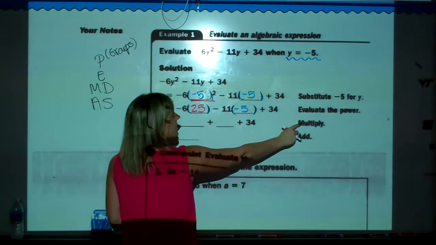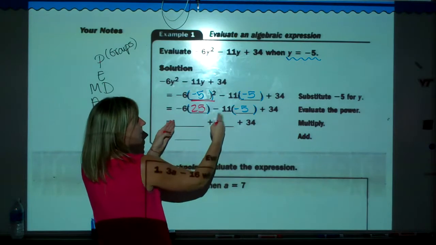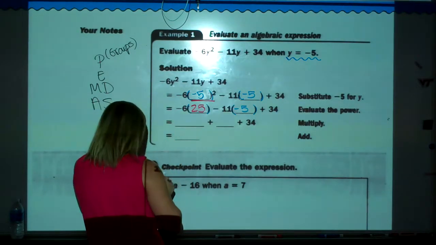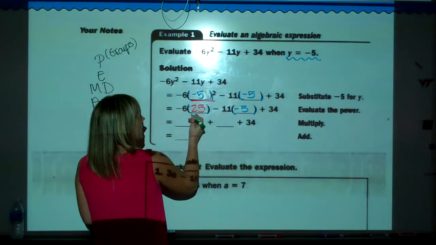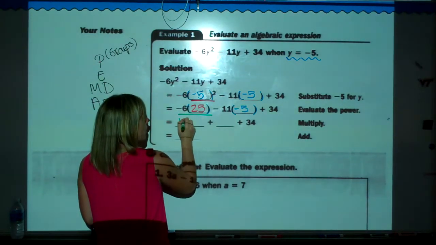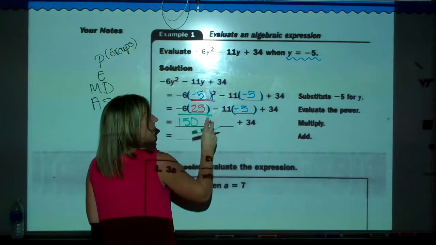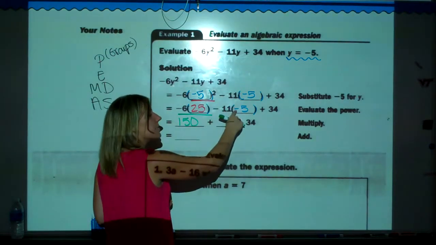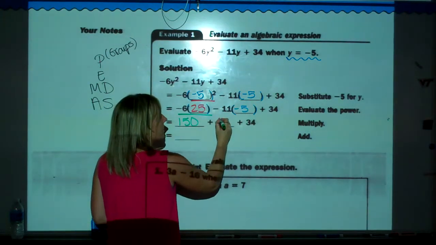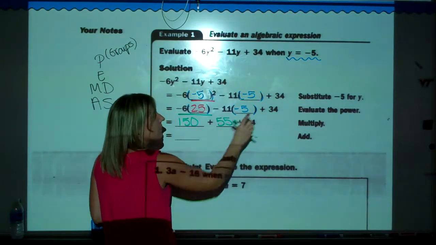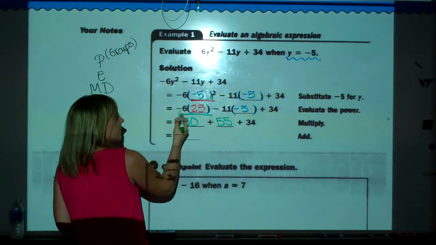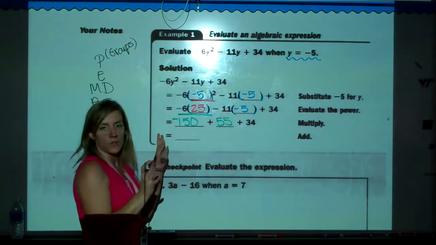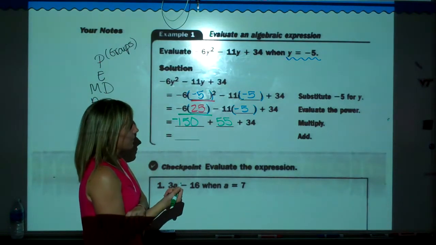Okay? Now it says we multiply, because we see multiplication before division. These two are multiplication. -6 times 25 is 150. Okay, -11 times -5, and negative times negative is a +55, and then plus 34 still carries down. And let me be careful with this, it's a -6, so it should be a -150. I was a little sloppy there.